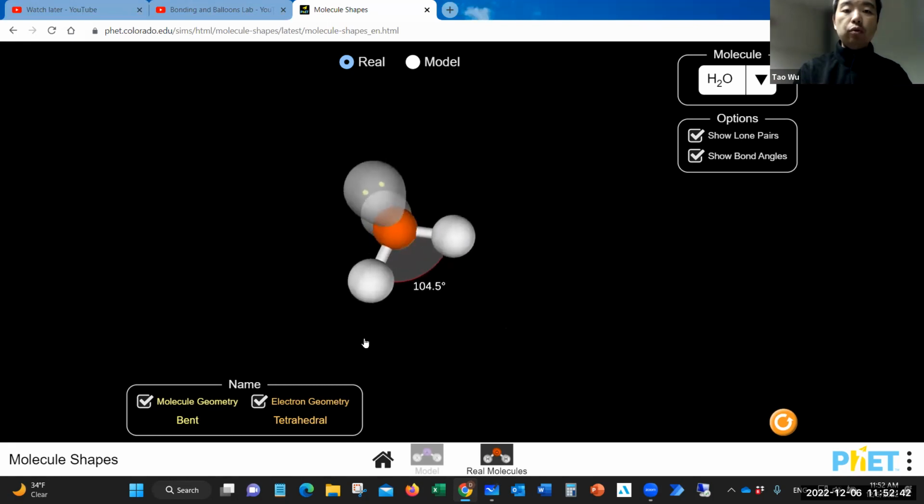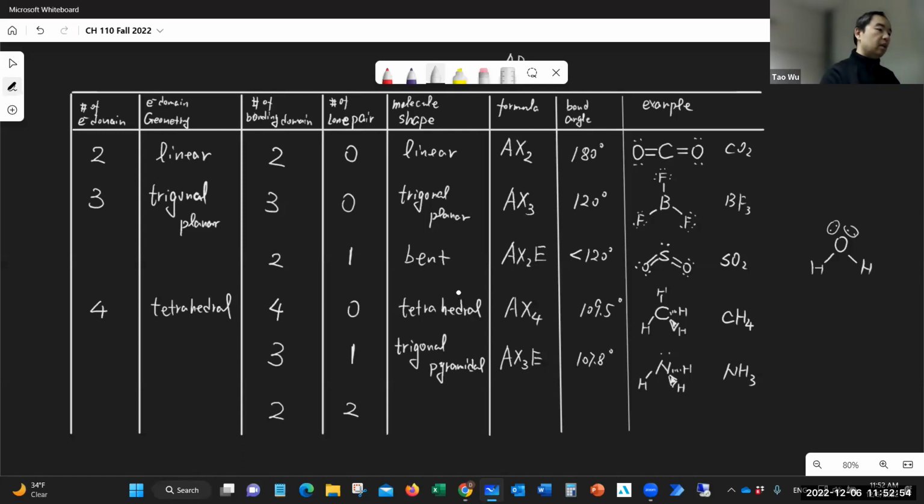So it becomes a 2D geometry. Very important, water is a bent shape. It's not a straight line. It's not 3D. Water is a bent-shaped molecule. So that is water, and the geometry is just a bent shape. If we write the formula, it's AX2E2. That means it has 2 side atoms and 2 electron lone pairs.